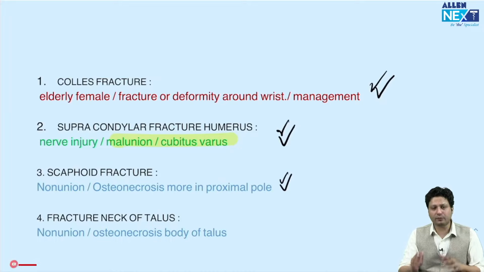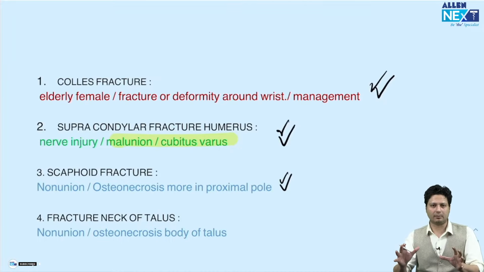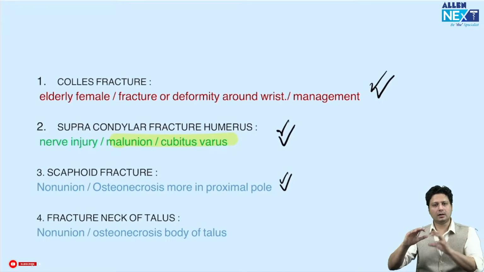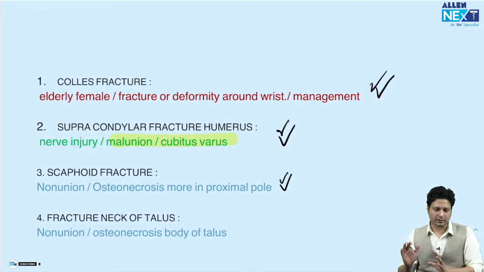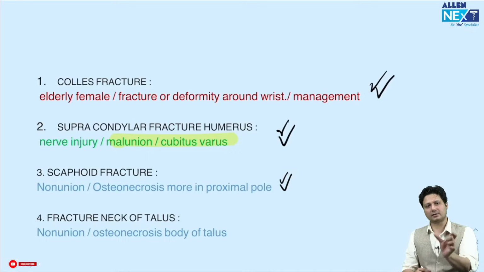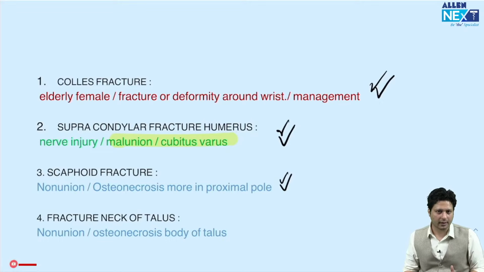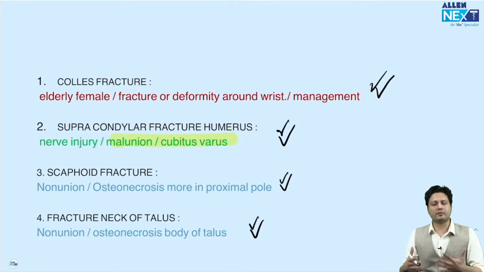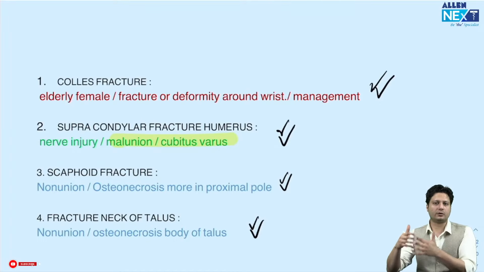As far as scaphoid fractures are concerned, don't waste your time discussing the entire anatomy. You just have to focus on the complications, all right? The possible complications, that means the non-union and the avascular necrosis of the proximal pole of the scaphoid. Whenever they ask a question related to scaphoid, they will ask the answer related to complications, all right? And so is the case with fracture neck of talus also. You know what happens in fracture neck of talus? There are complications related to precarious vascularity, that is non-union, as well as avascular necrosis of the talus.